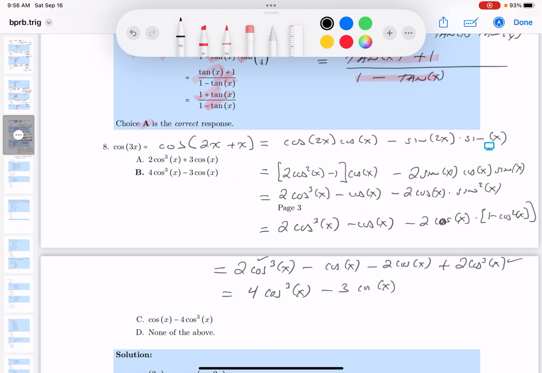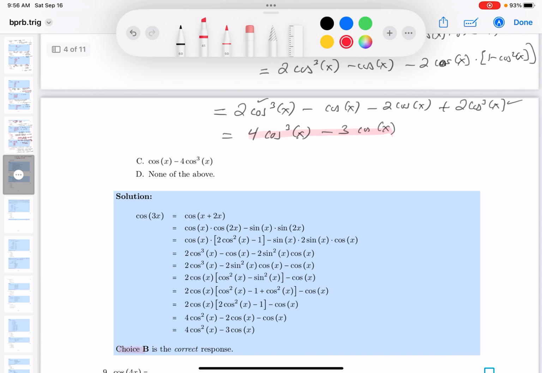And I'm going to look in the key, and I'm hoping to see something like that. So what am I looking for? I'm looking for this. Do I see it? I see it right over here. 4 cosine cubed x minus 3 cosine x. Correct answer would be B. So I want to quickly go through the work. Pretty much what I did.